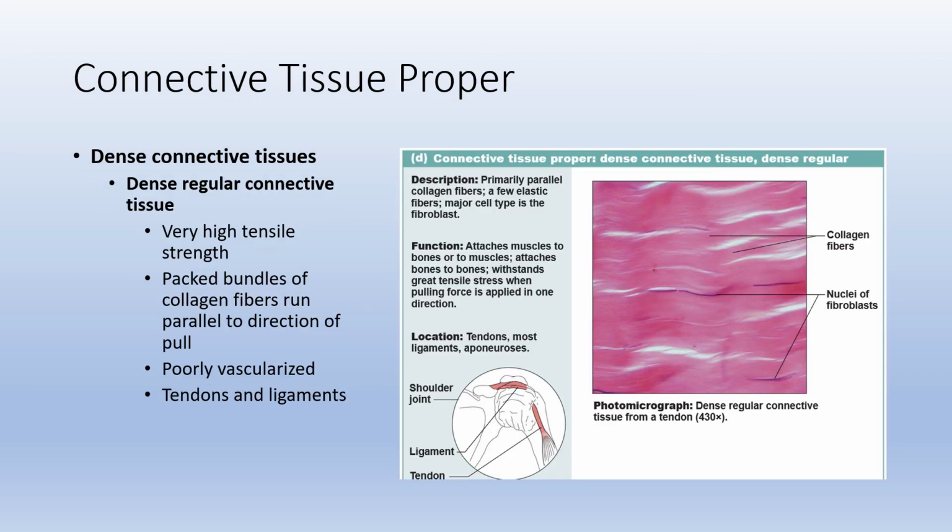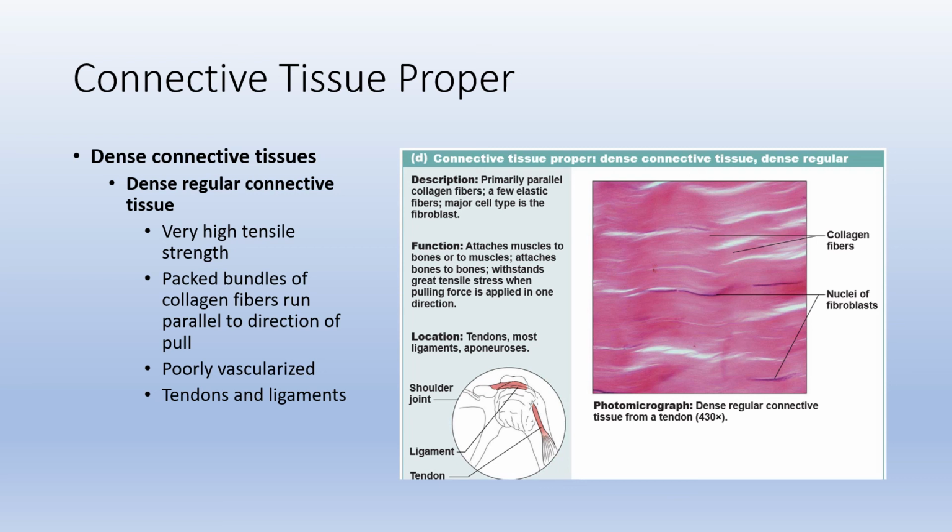Moving on to the three types of dense connective tissue. The first is dense regular connective tissue. For your exam, you should have a general idea of where we find this type of tissue. And dense regular connective tissue, for starters, makes up tendons and ligaments. It is poorly vascularized. If you've ever had an ACL tear or tendonitis, those two injuries do not typically heal well due to poor blood supply.